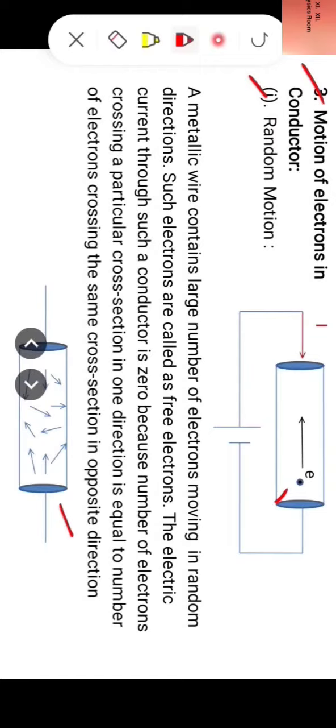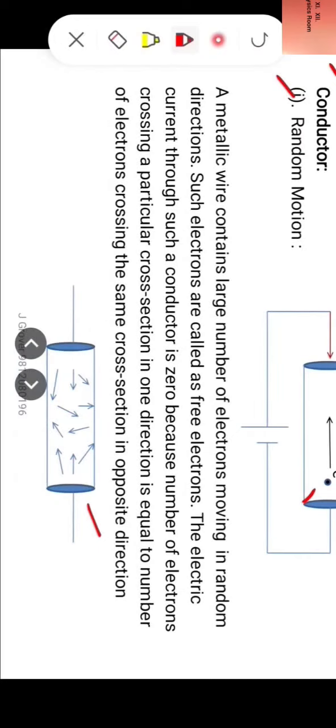The electric current through such a conductor is zero, because the number of electrons crossing a particular cross section in one direction is equal to the number of electrons crossing the same cross section in the opposite direction. So therefore the electric current through the conductor is 0.